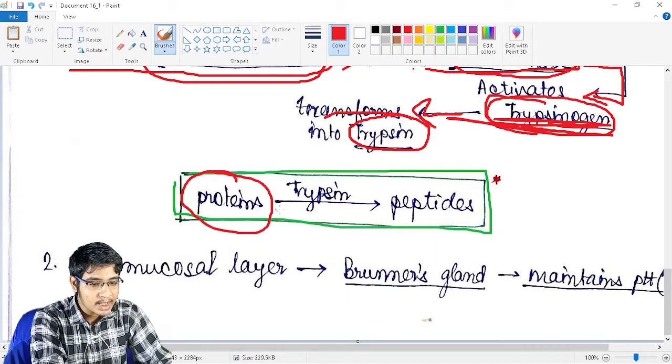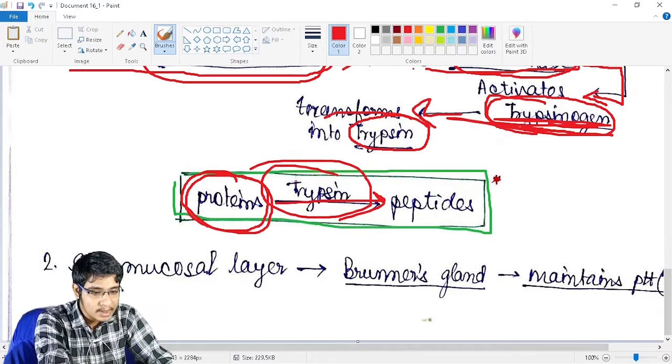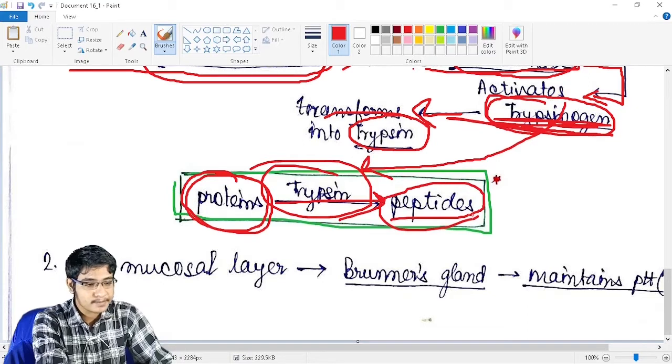Proteins, when they come in contact with trypsin. Protein is a complex substance. When they come in contact with trypsin, which was produced from trypsinogen, they form peptides. Okay, this one I'll discuss later.